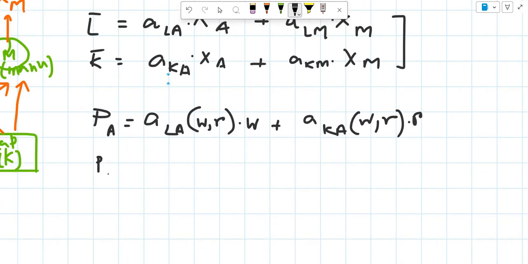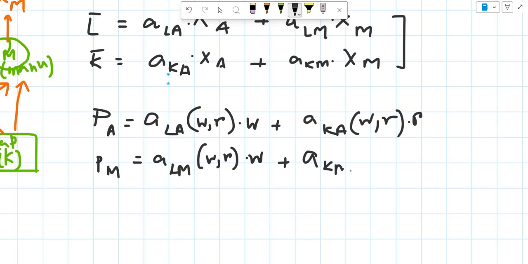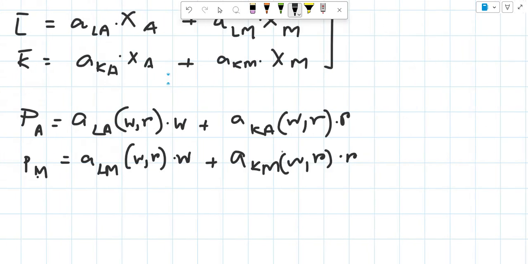Similarly, PM, which is the price in the manufacturing sector, uses what input? ALM. It uses labor, right? The manufacturing sector also uses labor, which is a function of W and R, and that is multiplied with W because that is the factor income for labor. Then you also have capital being used in the manufacturing sector, which is a function of W and R, and that is multiplied with R because you're considering the capital in the manufacturing sector.